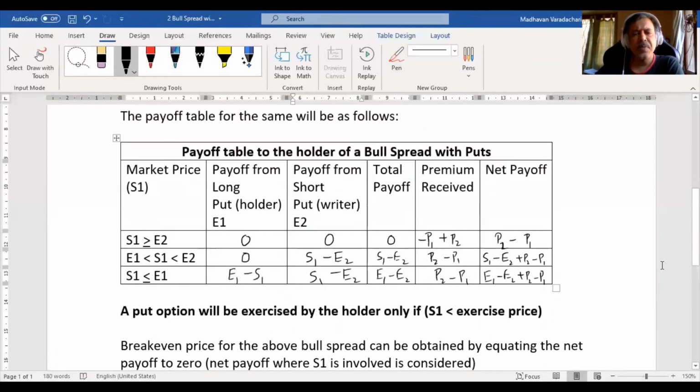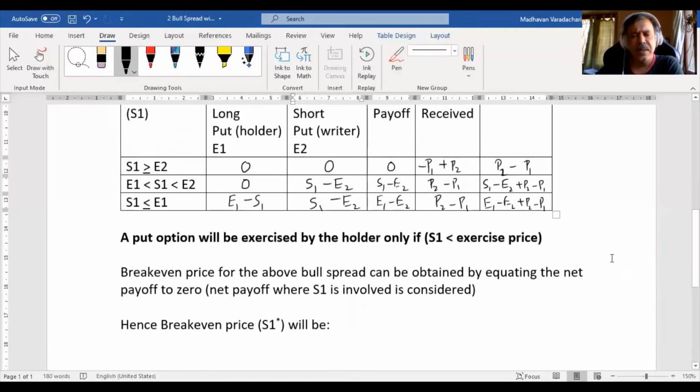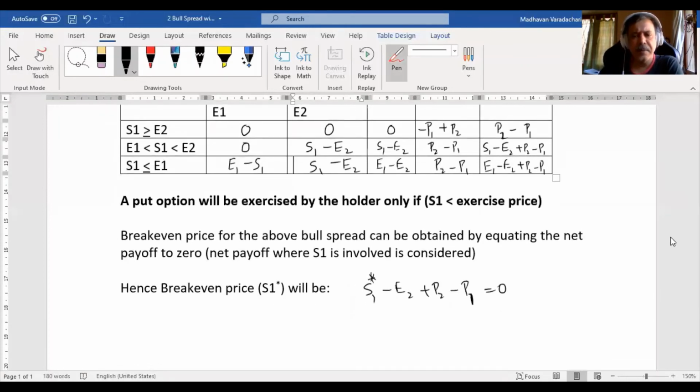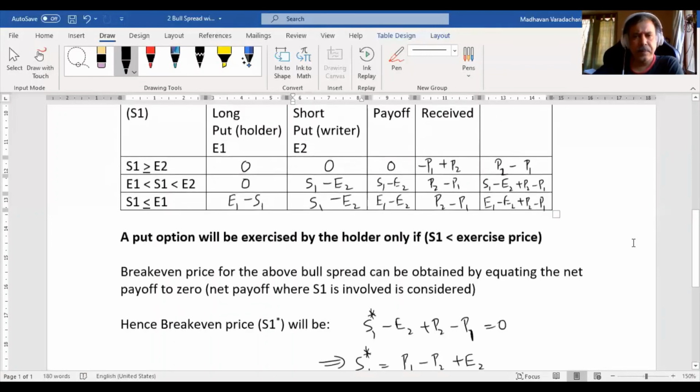Again, in the same way as in the previous video, we need to identify the break-even price, for which we'll choose the net payoff which has S1 in it. Here it is. So I'll be equating that to 0. S1, I'll put it as star. So S1 minus E2 plus P2 minus P1 will be equated to 0, which means our S1 star, the break-even price, will be P1 minus P2 plus E2. So that will be our break-even price.